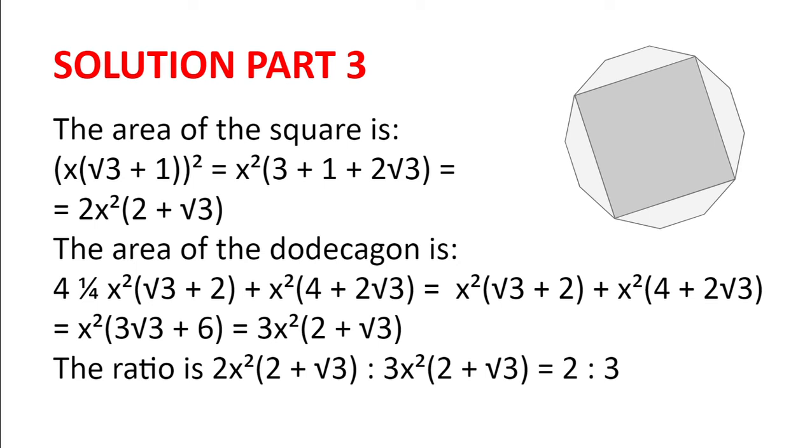Now the area of the dodecagon is 4 multiplied by the area of each trapezium plus the area of the square, which is 4 multiplied by a quarter multiplied by x squared multiplied by (the square root of 3 plus 2), plus x squared multiplied by (4 plus 2 multiplied by the square root of 3), which all simplifies down to 3x squared multiplied by (2 plus the square root of 3). And so then we find the ratio simplifying down to 2 to 3.